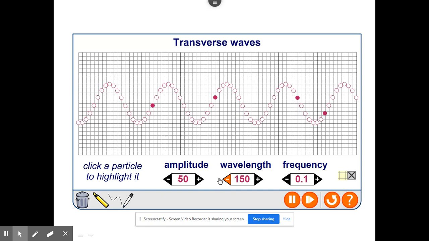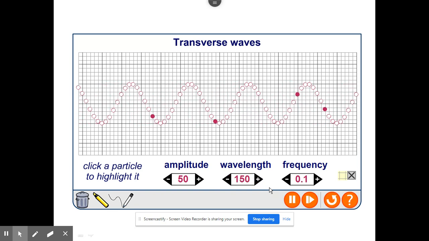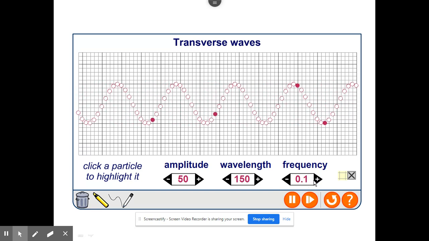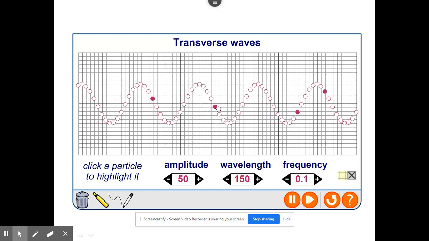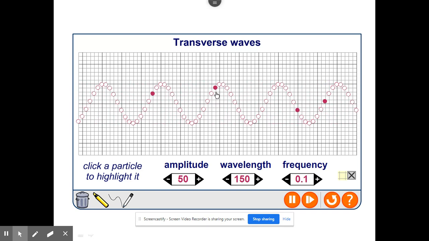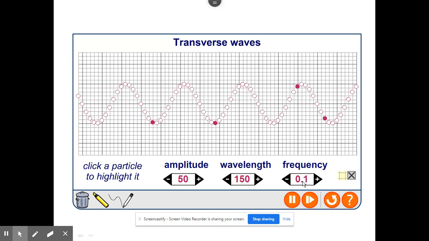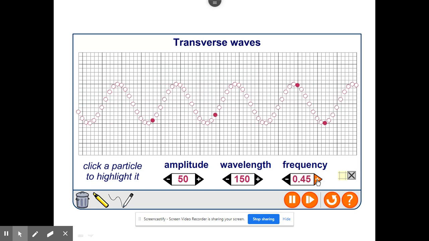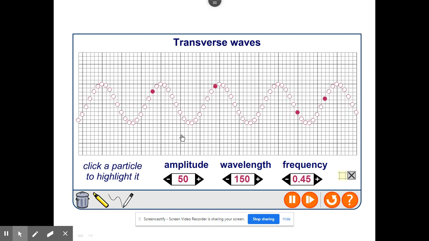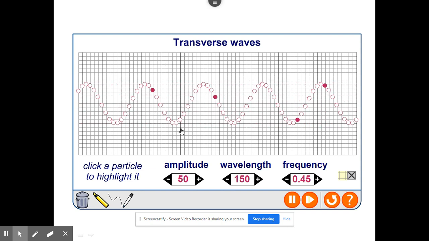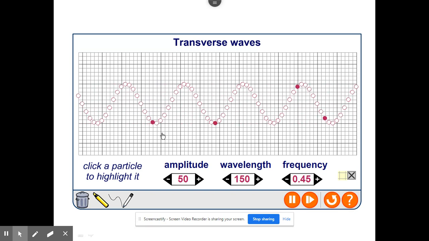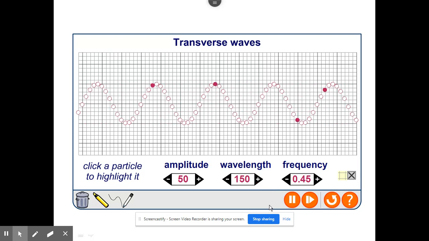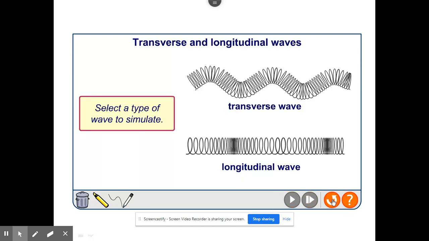Now, another important part of a wave that we need to be familiar with is the frequency of the wave. The frequency is how many waves are passing by per second, or how many vibrations, one complete vibration there, look, happen per second. So at the moment, this wave has quite a low frequency, but if I increase the frequency, now you've got many more waves passing by per second, many more vibrations per second happening. Okay, so wavelength and frequency, two important parts of a wave that we're going to talk about today.